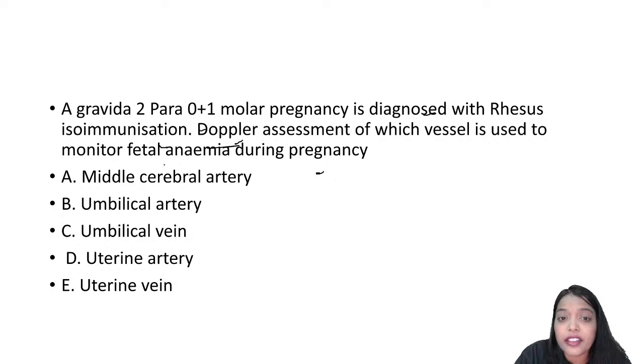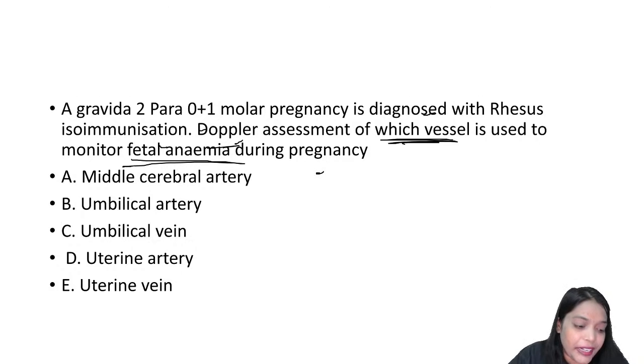So which vessel do you use for Doppler assessment of fetal anemia during pregnancy? Excellent. I see many of you answering very well. Swati, Demik, Anusha, Mahesh. Excellent. So it is the middle cerebral artery. The middle cerebral artery is used to assess fetal anemia.